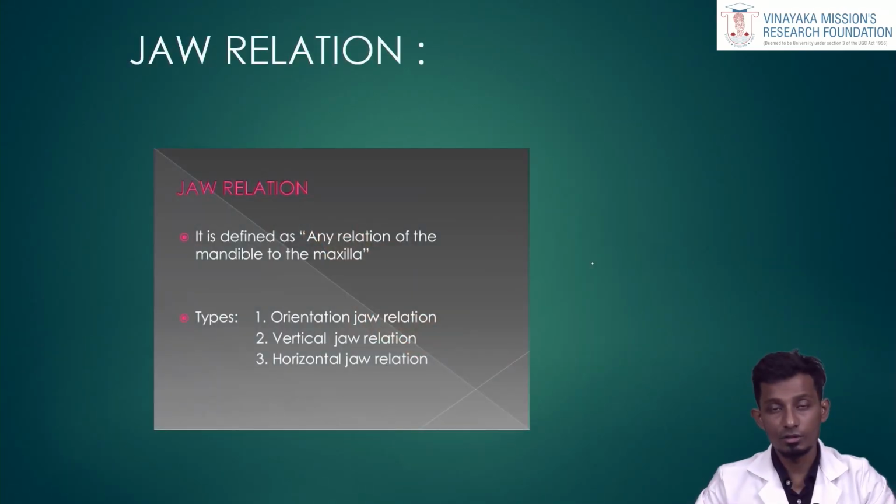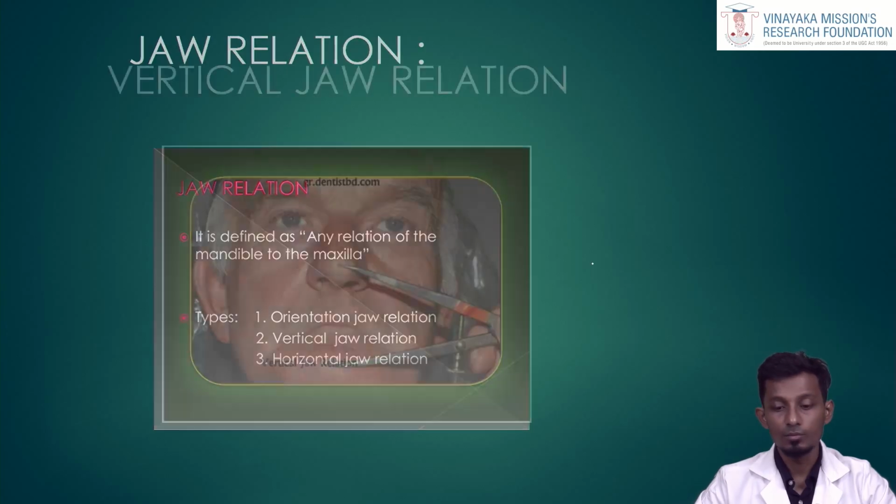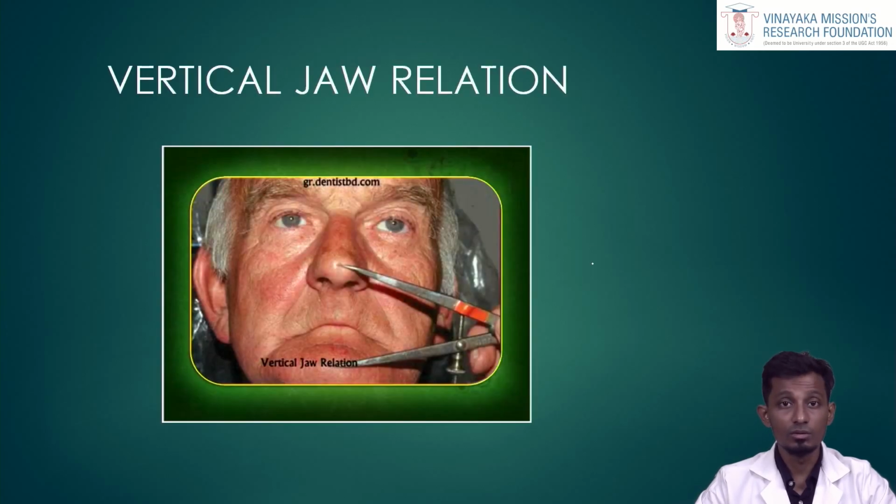Now, once the wax rims are fabricated in the laboratory, we place the occlusal rims in the patient's mouth and we do something called a jaw relation. Now, the jaw relation is defined as any relation of the mandible to the maxilla. It is a relationship between the two jaws. There are 3 types. One is orienting, the second is to find the vertical, and third is to find the horizontal.